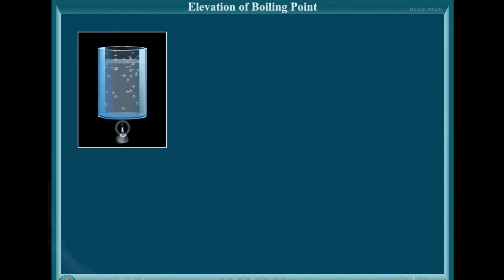Next, the second colligative property that we are going to discuss is elevation of boiling point. We can see here a beaker is taken and water is taken in the beaker. It is boiling. Water here is considered as a pure solvent and it is boiling.